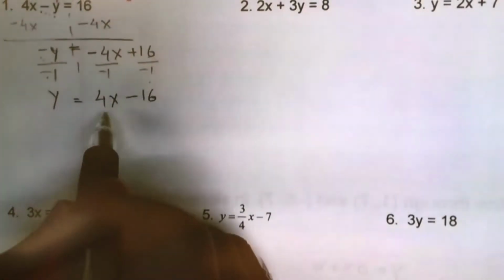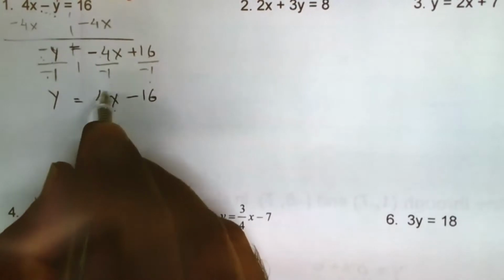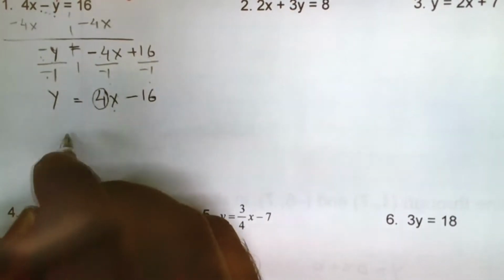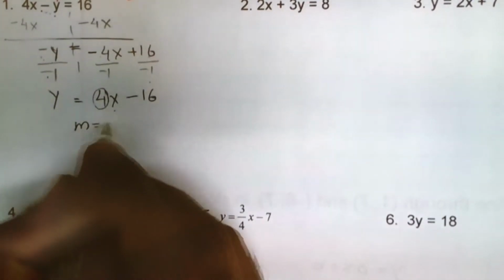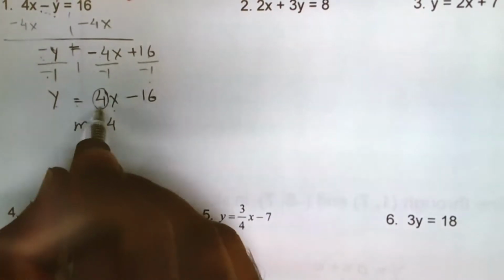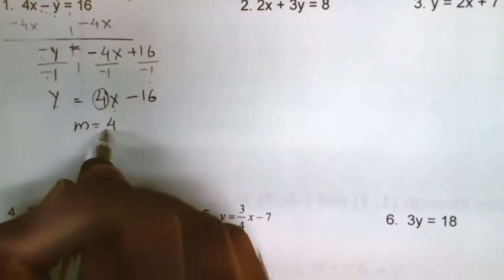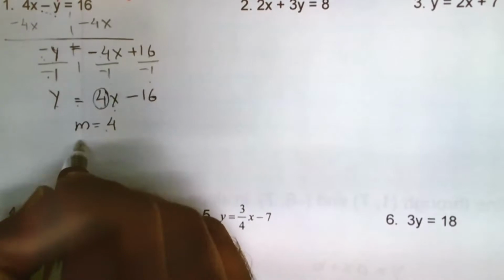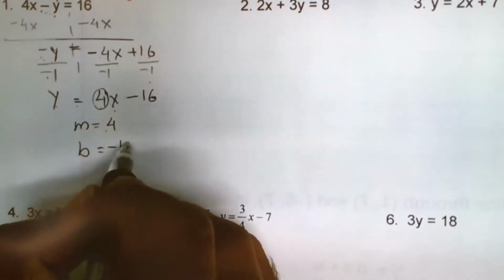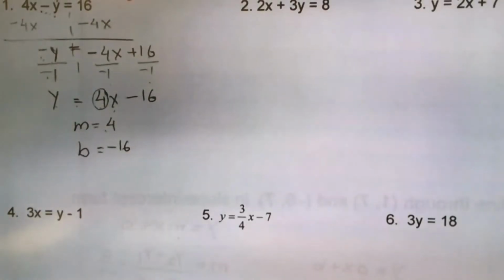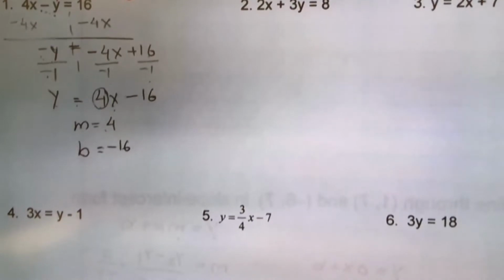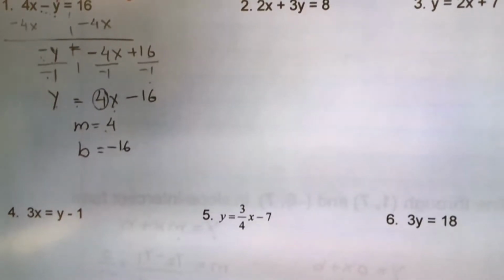So the coefficient of x, the 4, is the slope of the line. So the slope is 4, y is equal to mx, so m is the slope 4, plus b, the y-intercept is -16. You have the next problem. Just pause the video and try to solve by yourself.